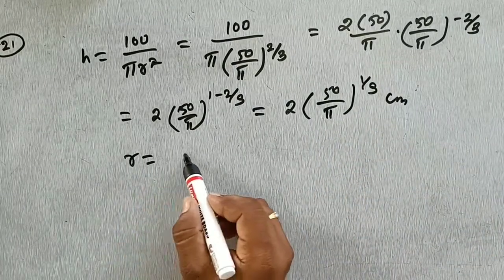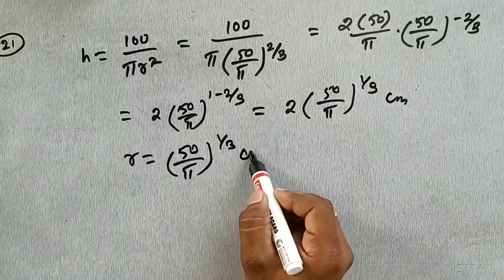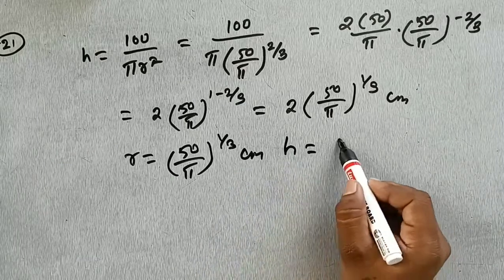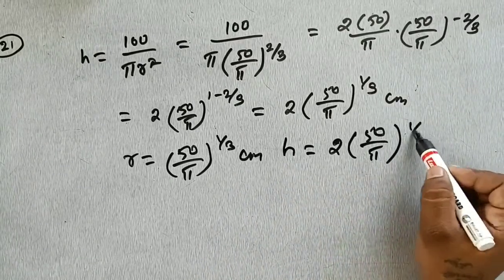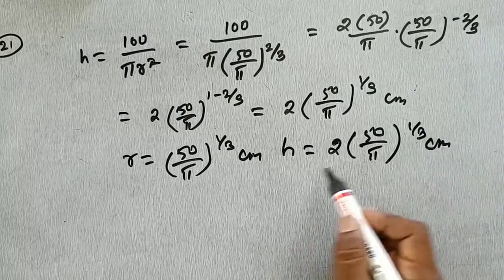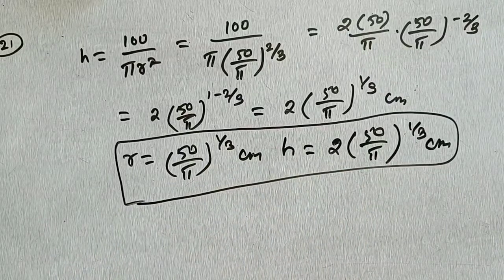So our radius equals (50 by pi) power 1 by 3 centimeter, and H equals 2 times (50 by pi) power 1 by 3 centimeter. These are the dimensions of the given right circular cylinder.